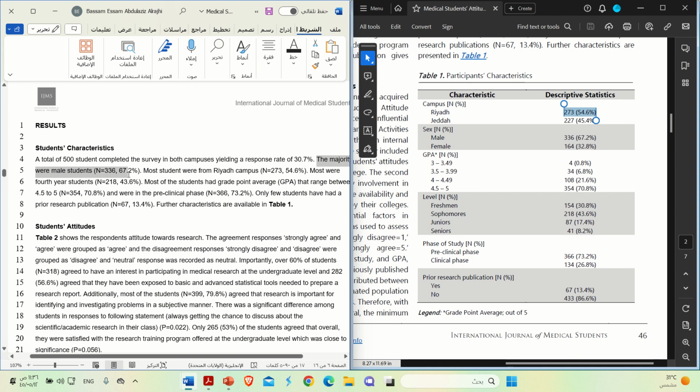The majority were male, most of them were from the Riyadh campus, most of them were fourth year students, and most of them had a GPA average between 4.5 to 5. Most of them were from the preclinical phase, and only a few of them had a prior research publication. So instead of stating each one and make it repetitive, no, I would just mention the most common things or the less common, for example, things that I find interesting. So just a summary of the entire thing. And this makes it much easier for the reader to see what are the most important points that you have found.